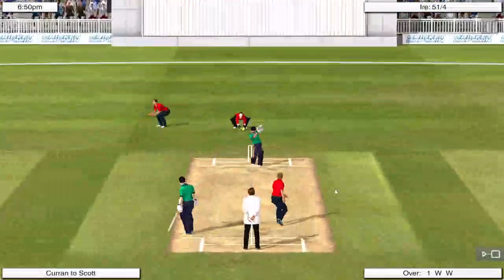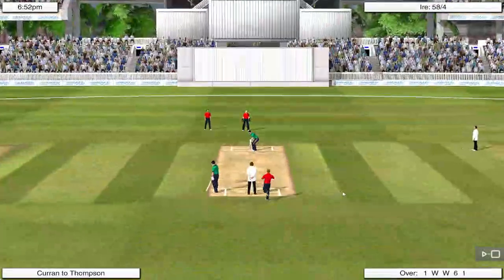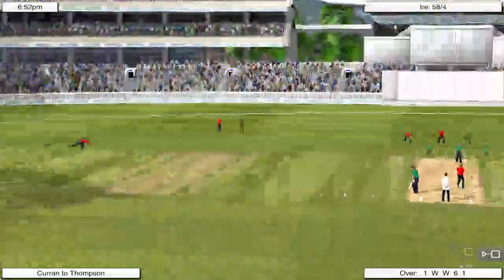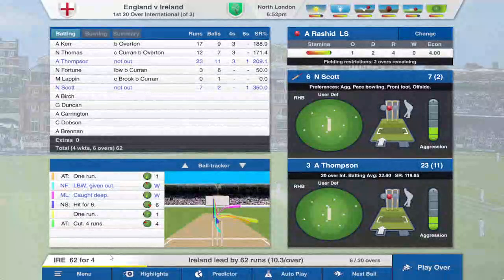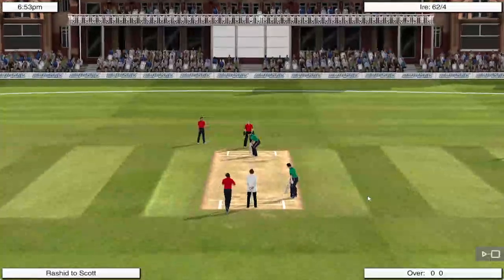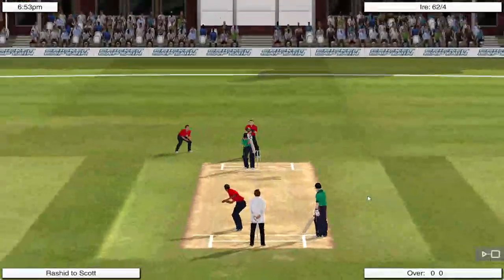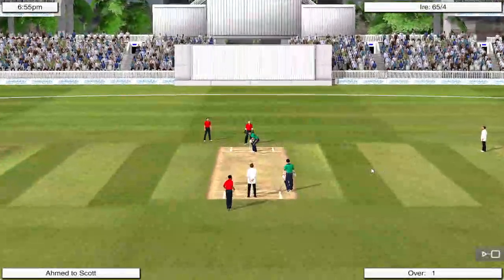As Scott walks in, that is a brilliant shot towards the mid wicket region for a 6. Last ball of the power play, and they get the 4. So 62 for 4, Ireland after 6 overs. Rashid with the ball against Scott. Ooh, that was a good ball. 2 runs conceded. Rehan Ahmed bowling from the other end.